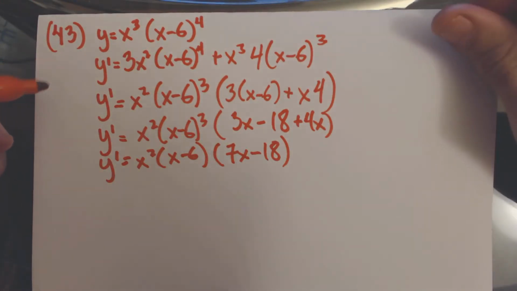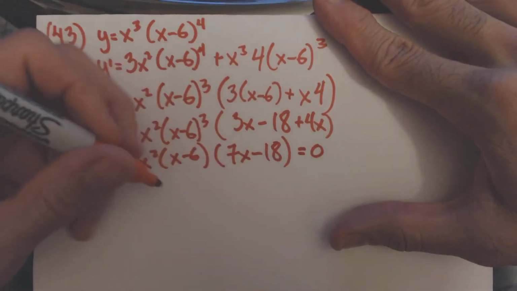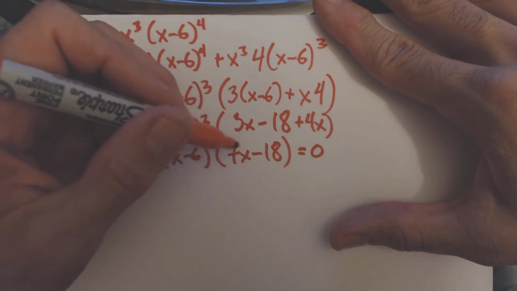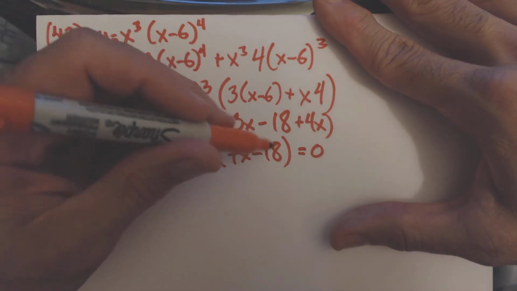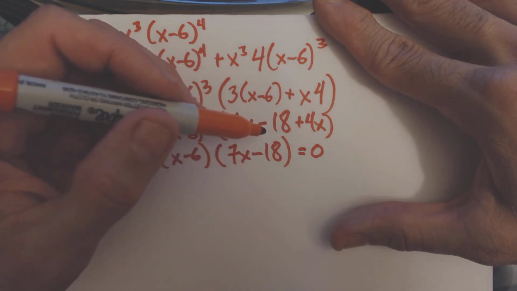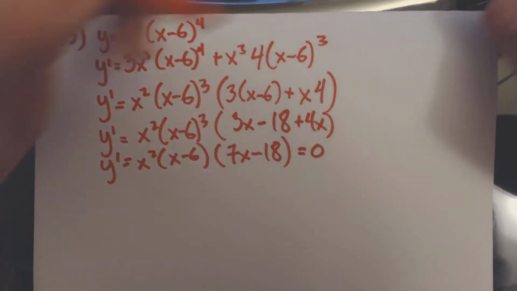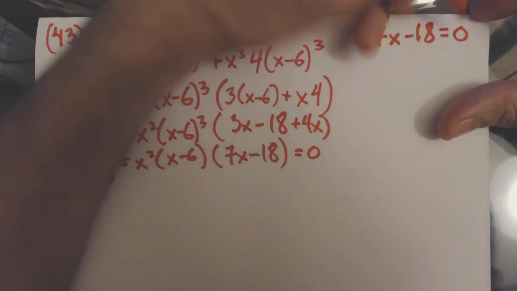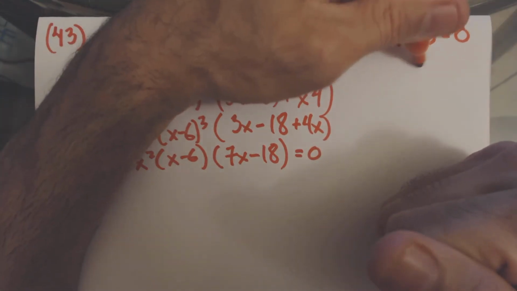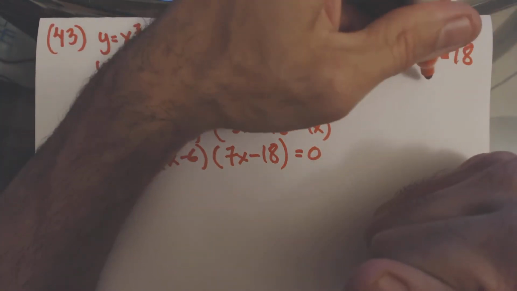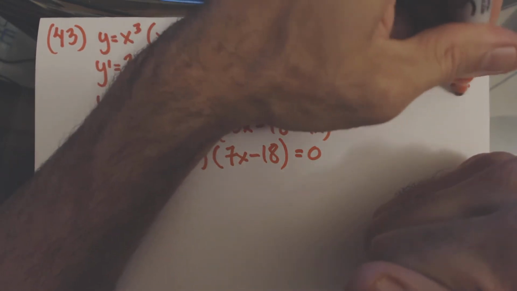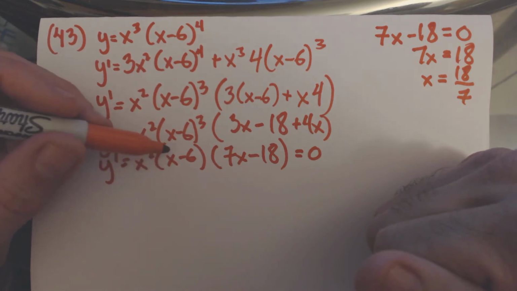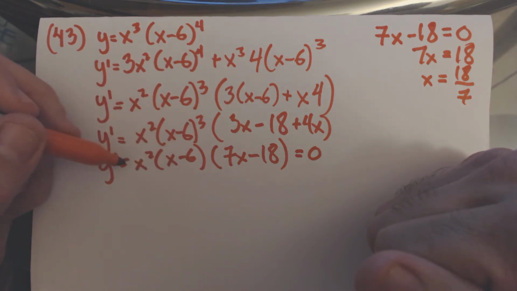All right, let's get the critical values. This equals 0 when x equals 0, when x equals 6, and when 7x minus 18 equals 0. Add 18 to both sides. Let's just do it somewhere here where it'll be easy. I can do it in my head, but I want you to see it. So 7x minus 18, 7x equals 18. Divide both sides by 7, x equals 18 sevenths. So that's going to be one of our critical values. And 6 is also, and so is 0.